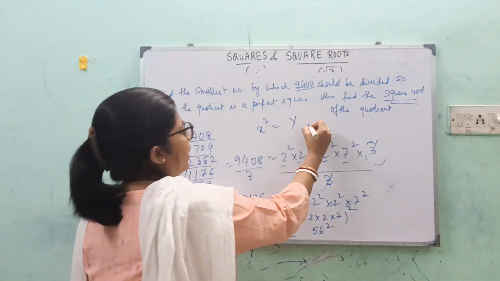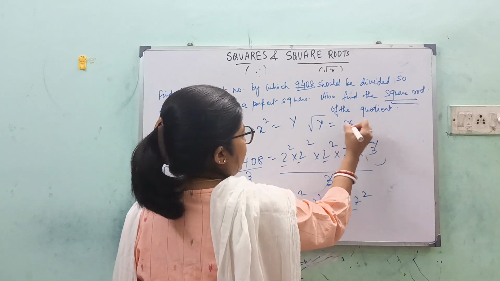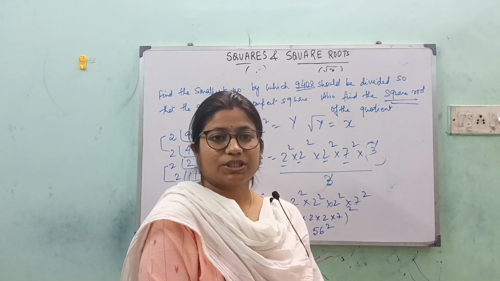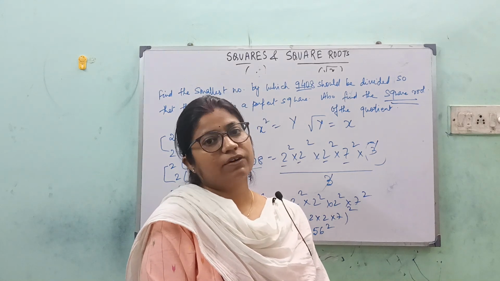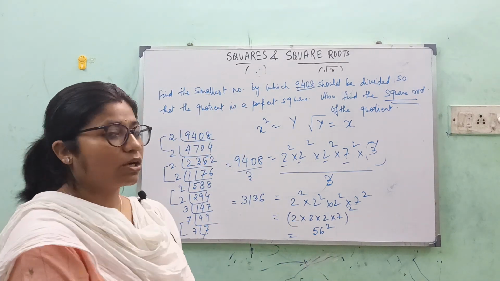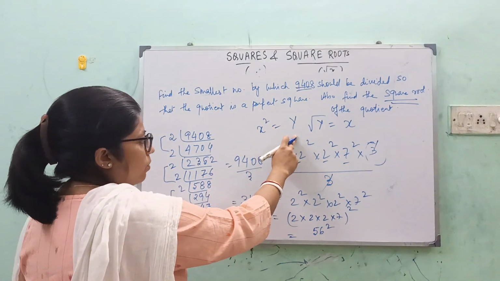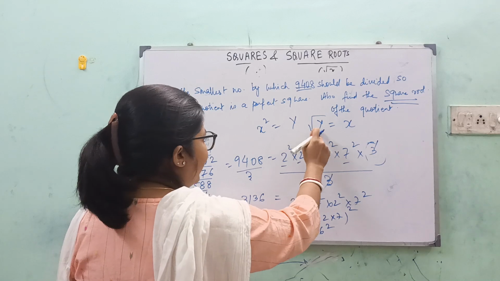Now when you do square root of y, you get x. Like addition and subtraction are inverse operations, and multiplication and division are inverse operations, similarly square and square root are also inverse of each other. So if you square a number, you get this y, and if you square root y, you will get x.